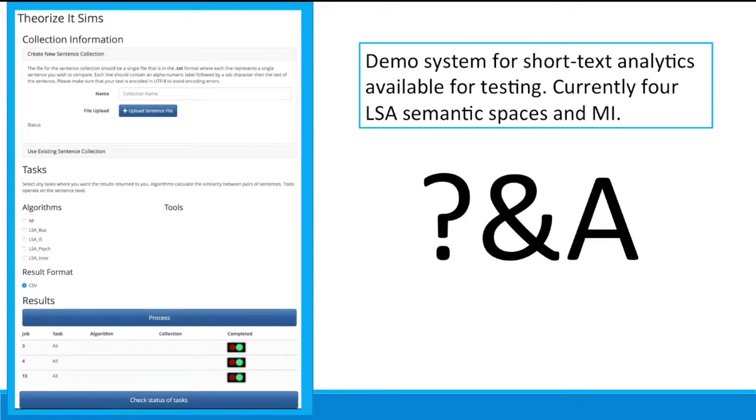We are currently testing a tool where we want to build in the APIs for people to be able to use these kinds of short text similarity approaches much more easily. And we're testing that right now with 4 LSA semantic spaces and Lee, but we're hoping to add all the rest. So if anyone's interested in being a beta tester or trying it out, let me know afterwards. Thank you.